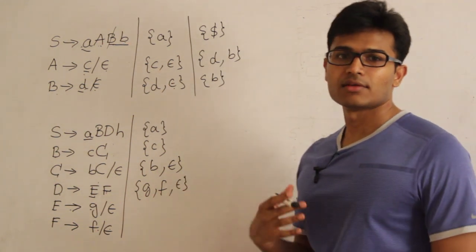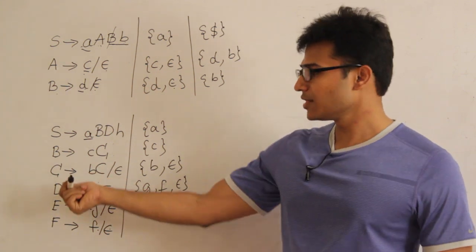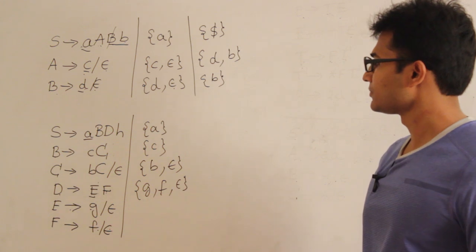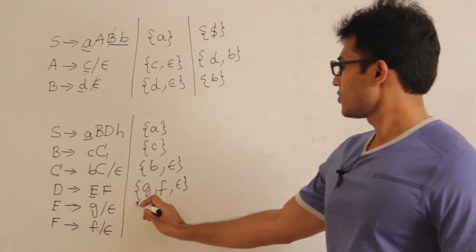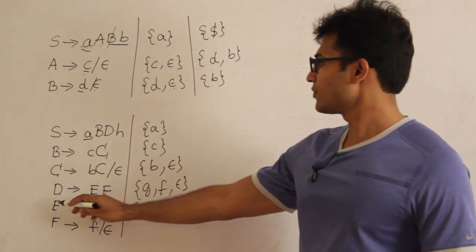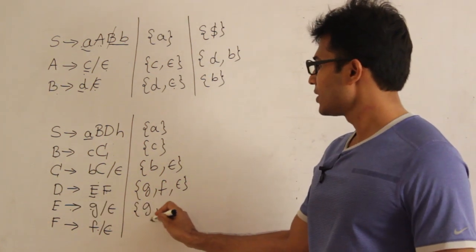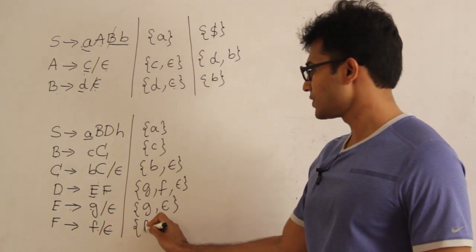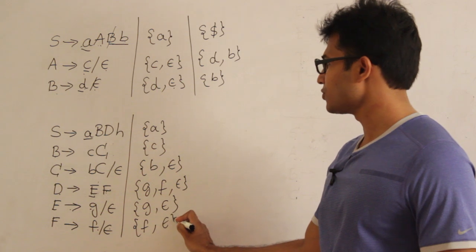Epsilon is added only in the worst case. What is the worst case? When the variable is actually deriving the epsilon, right? And what is first of E? First of E is G, and because of this I get epsilon. And what is first of F? First of F is f, and because of the second production I get epsilon too.